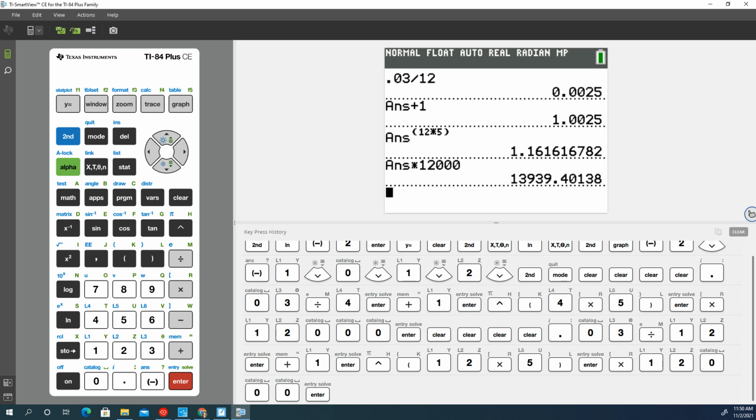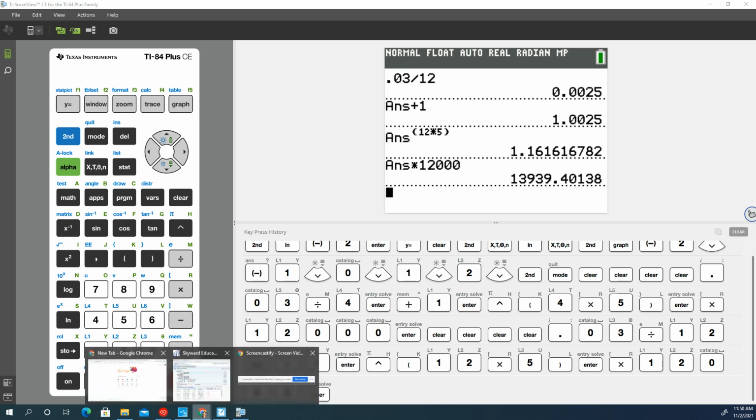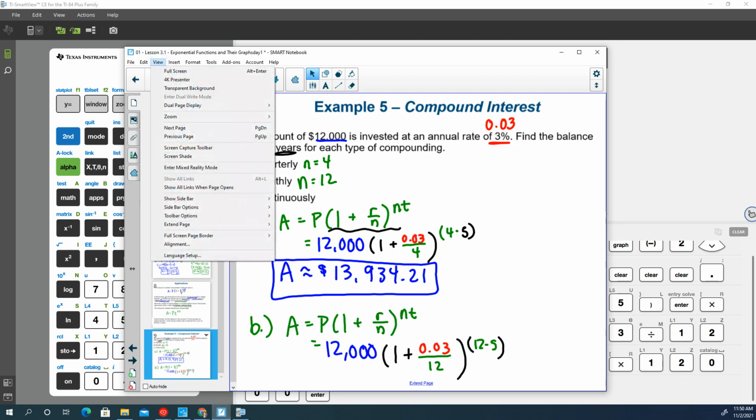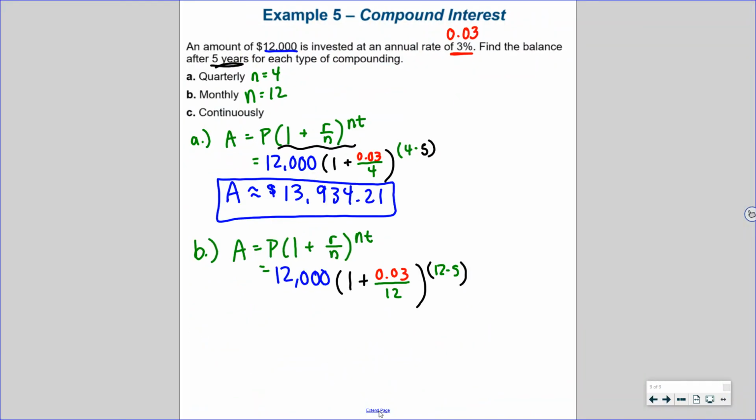$13,939.40. And we just talked about how the more times you compound it, the more you're going to earn, right? So that makes sense that we got a bigger number. It wasn't that much bigger, right? Yeah, about $5 more. I'm just approximating because I'm obviously rounding this. So when you're doing these problems, keep in mind, the more times you're compounding it, the higher your balance should be in the end.